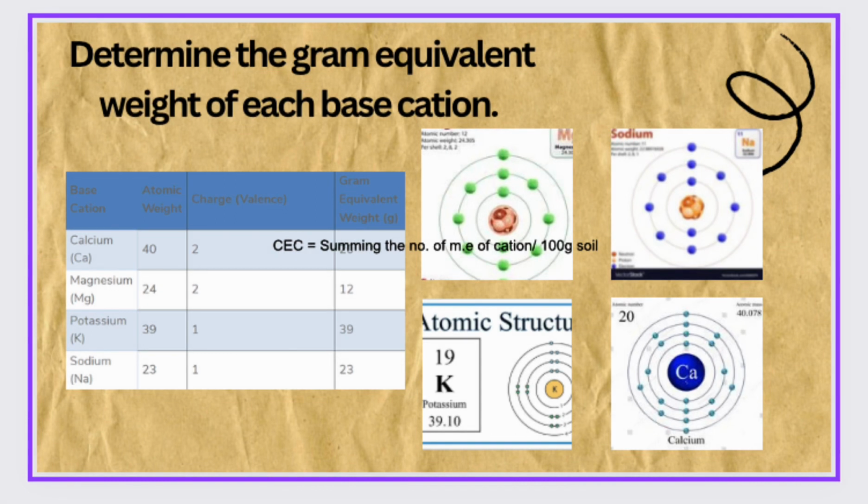Step 1. Determine the gram equivalent weight of each base cation. Each base cation has an atomic weight and valence number in the periodic table of elements. For example, the atomic weight of calcium is 40 grams per mole and the charge is 2. We divide each atomic weight by the charge to calculate the gram equivalent weight, which is 20. The value for each base cation is outlined in the example that we provided.